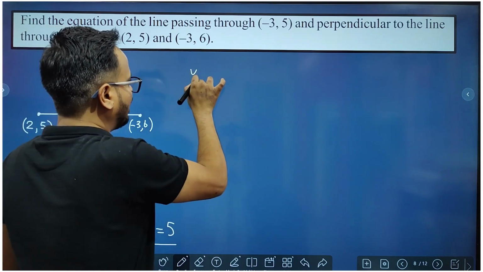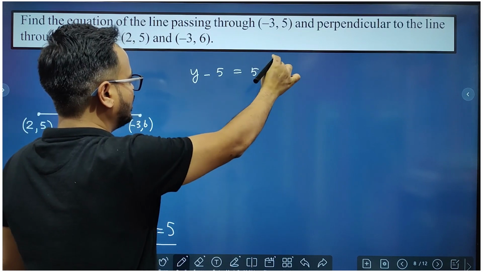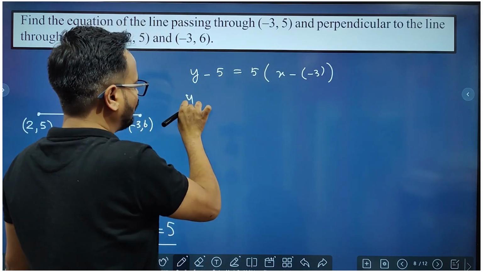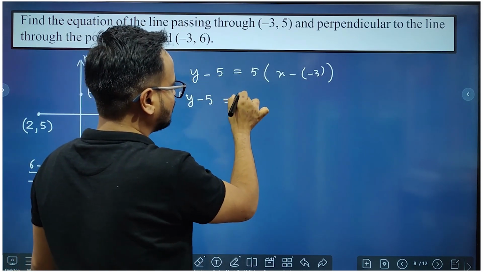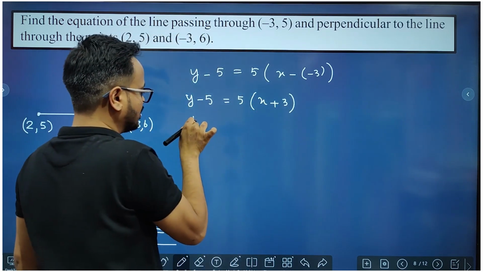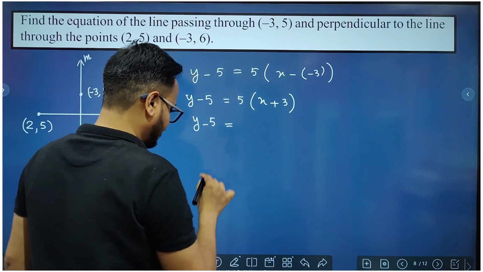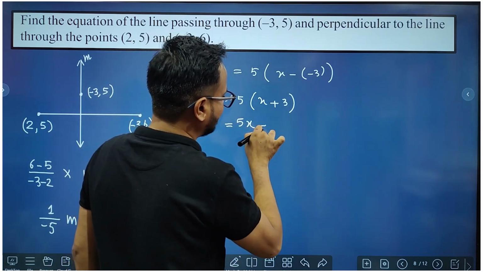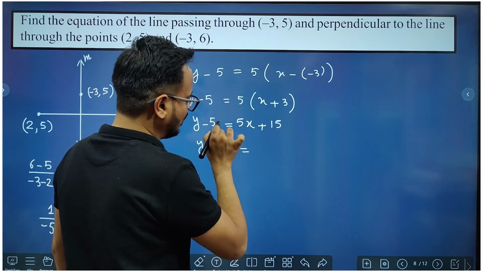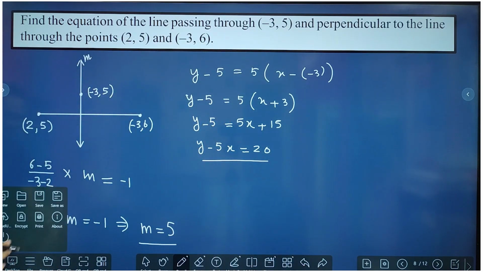Now let us apply the form y minus y1 equal to m into x minus x1. So y minus 5 equal to 5 into x plus 3, y minus 5 equal to 5x plus 15, y minus 5x equal to 20. So this is the equation of the line, right?